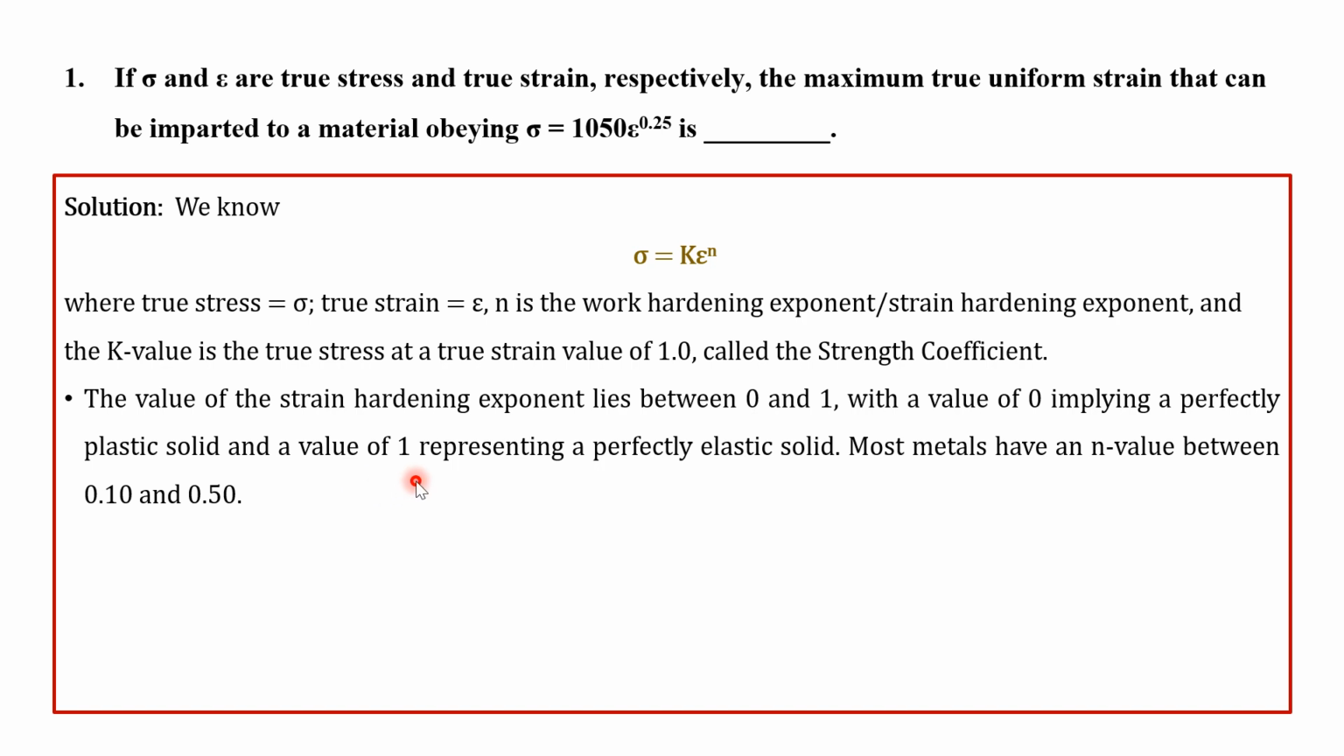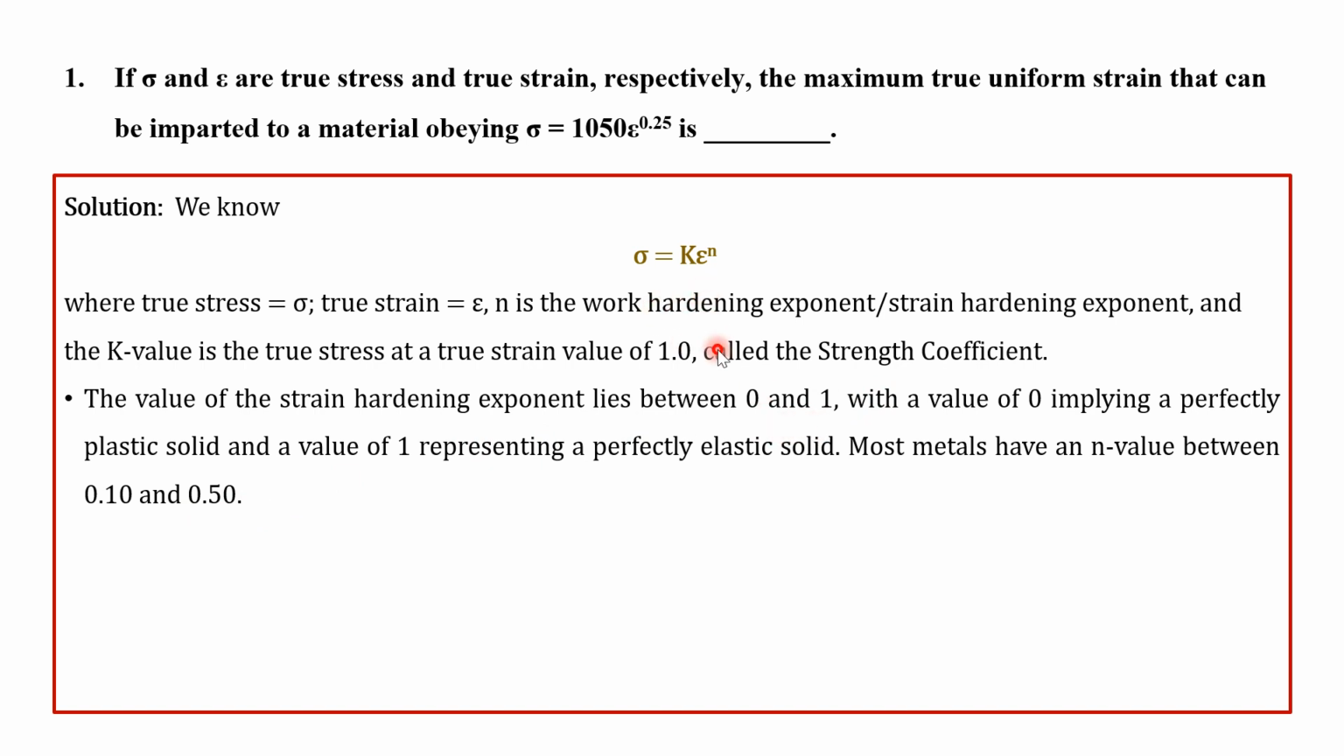And if the value of n is equal to 1, it means a perfectly elastic solid, which means that when we deform the material by applying some force, the material will deform, and as soon as we release the force, the material will come back to its original state. In normal cases, most metals will have an n value between 0.1 and 0.5. So the actual value will lie between 0 and 1.